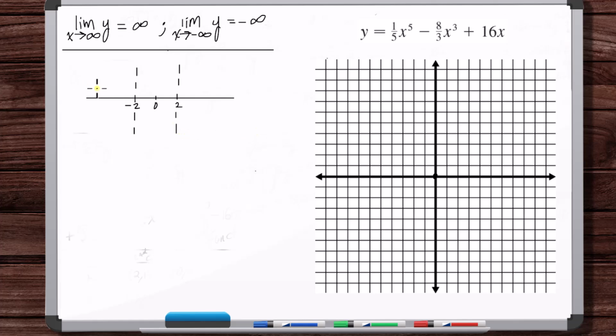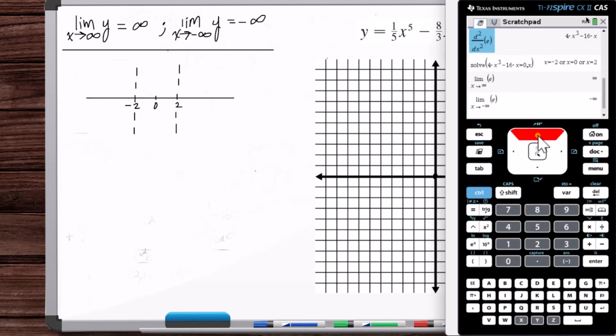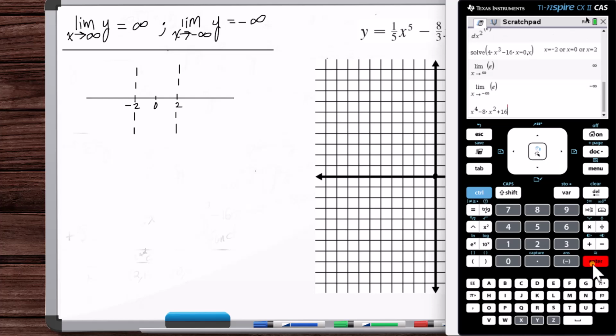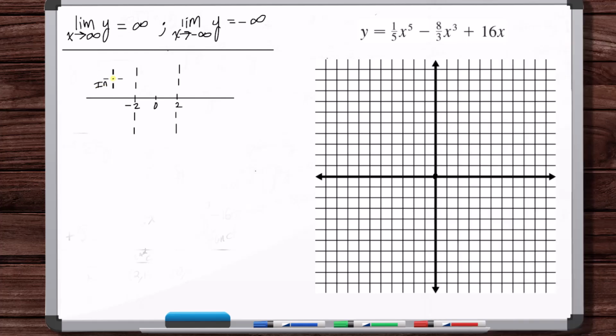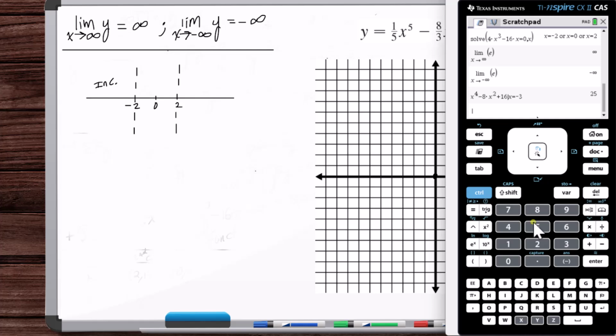So we know that the first derivative can't change signs unless it crosses over a critical point. So we just need to plug in any value in this region into the first derivative, and then same thing with this region, same thing with this region, to see if the first derivative is positive or negative. Here's the first derivative. So evaluate this with x equal to minus 3. Positive. So in this region, it's increasing.